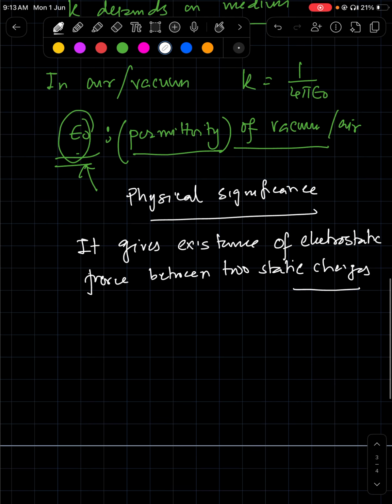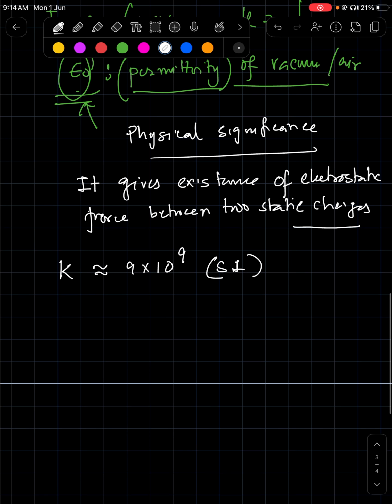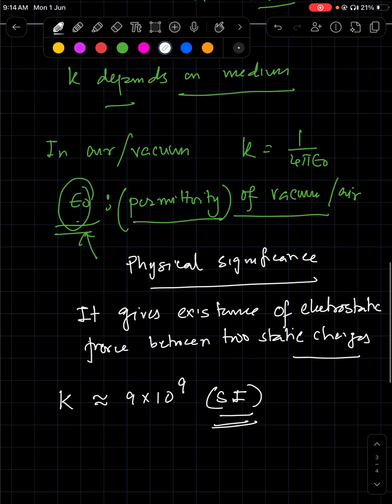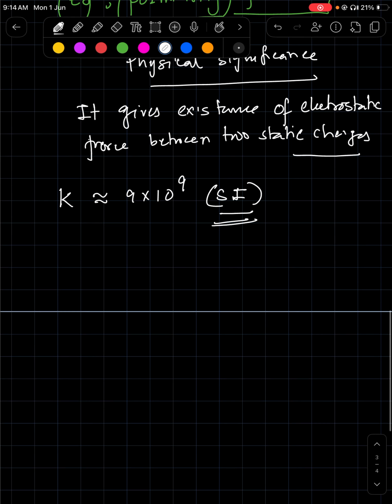Generally, we do not have to remember the value of epsilon naught, because it is already given in the board exam, and the K value is well known nowadays. The value of K is approximately 9 into 10 to the power 9 in the SI unit system. We will find the right units of the Coulomb constant later. But right now it is sufficient to know that K, the Coulomb constant, depends on the medium between the two charges. And that is our beginning part.